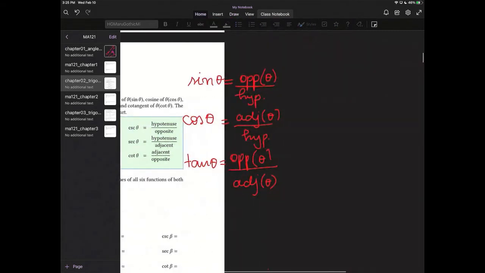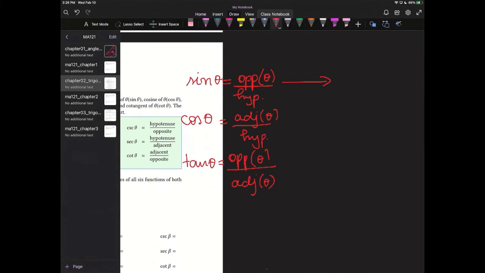Now, the other 3 trigonometric functions, they are what we call reciprocals. Notice that if I flip the sine fraction, how I define sine, I have the hypotenuse over opposite. If I flip this, I have hypotenuse over opposite side, and that is the cosecant. Okay, so the abbreviation of cosecant is this. So cosecant is hypotenuse over opposite of the angle.